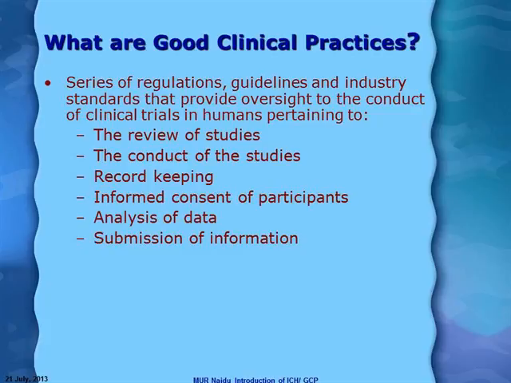Good clinical practice is actually a series of regulations, guidelines, and industry standards that provide the oversight to conduct the clinical trial in human subjects, which is pertaining to number one, the review of the studies, second, the conduct of the studies, third is record keeping, fourth is obtaining the informed consent of all clinical trial participants, analysis of data, and last is the regulation covering the submission of information to regulatory authorities.